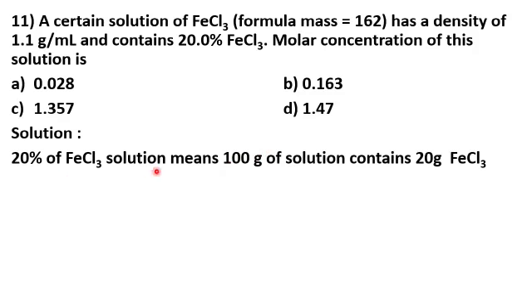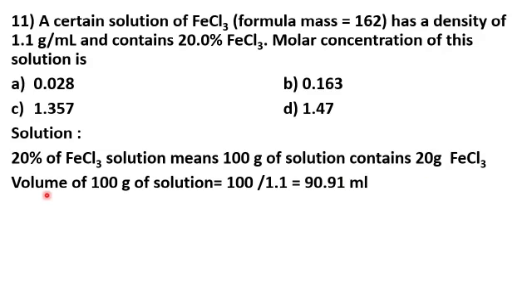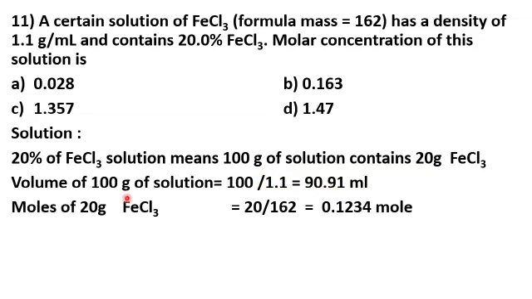20% of FeCl3 solution means 100 gram of solution contains 20 gram of FeCl3. So the volume of 100 gram of solution can be calculated by using mass divided by density, because density is equal to mass by volume. So volume becomes mass divided by density. Here total mass is 100 gram divided by density of the solution, 1.1. So you will get the volume of solution, that is 90.91 ml.